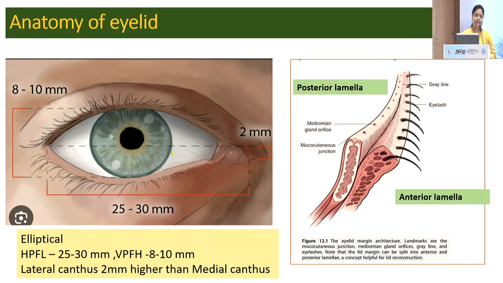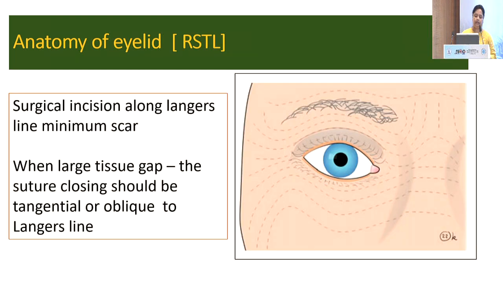The eyelid is an elliptical structure with a horizontal fissure length of 25 to 30 millimeter, and the vertical palpebral fissure height is around 8 to 10 millimeter. The lateral canthus is around 2 millimeter higher than the medial canthus. For the purpose of reconstruction, the eyelid is grossly divided into two lamellae: the anterior lamella formed by skin and orbicularis muscle, and the posterior lamella formed by the tarsal plate and the conjunctiva. There is a structure called the gray line, which is the junction between these two lamellae.